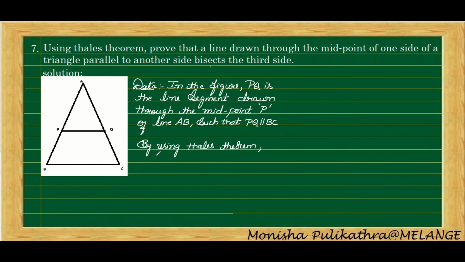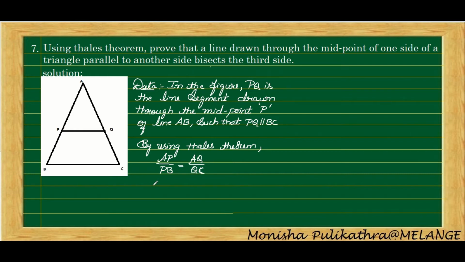Okay. So what happens here? I have already written the data. In the figure, PQ is the line segment drawn through the midpoint P of line AB, such that PQ is parallel to BC. Okay, so this is the data. From Thales theorem, we know that AP by PB is equal to AQ by QC.